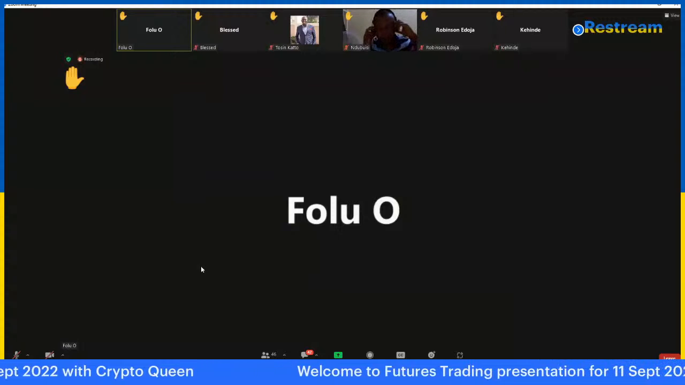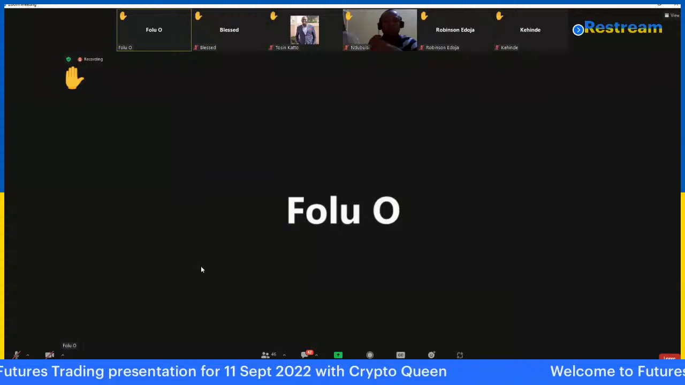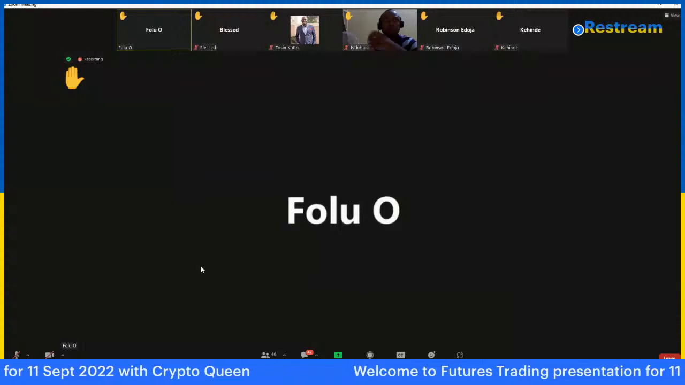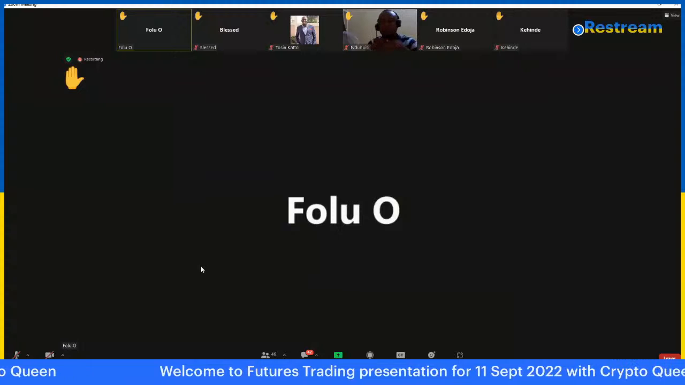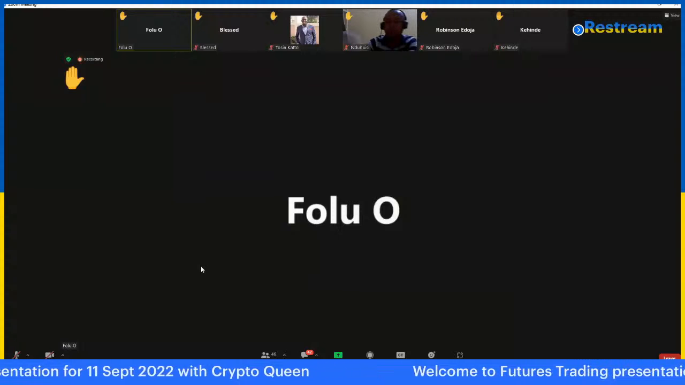I just have a little question. I noticed when you're checking the charts, you go to the market chart as opposed to checking the futures perpetual coin charts. Is there any difference in the two? Would you advise one to check the other charts always?